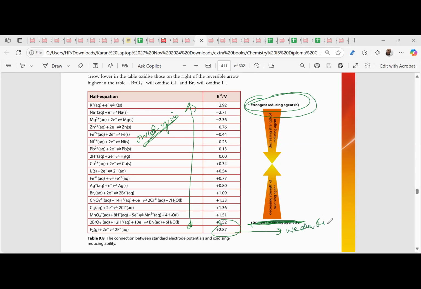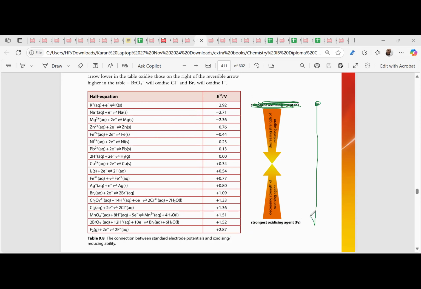Good question. I can give you more questions. Is it clear? Tiara, understood this part? Weakest reducing agent at the bottom, strongest at the top, right? Now, if I go from top to bottom, what happens? The positive sign increases, meaning the power to get reduction increases, right? Means they will behave as the strongest oxidizing agent.